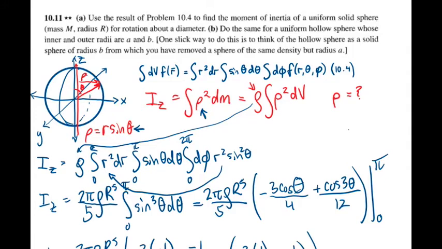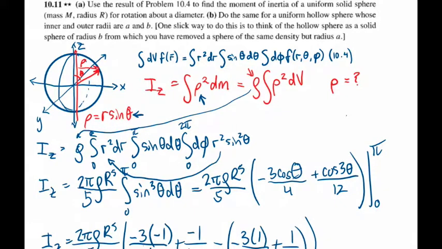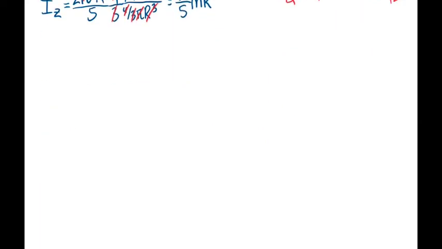Part B, do the same for a uniform hollow sphere whose inner and outer radii are a and b. One slick way to do this is to think of the hollow sphere as a solid sphere of radius b from which you have removed a sphere of the same density, but radius a. So for part B, we'll do almost the same thing.